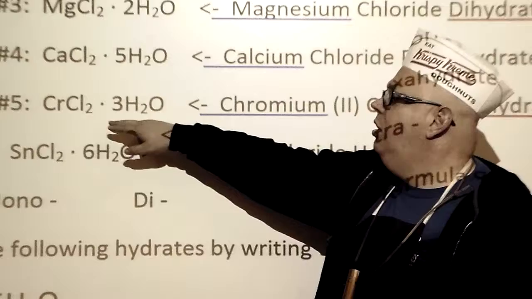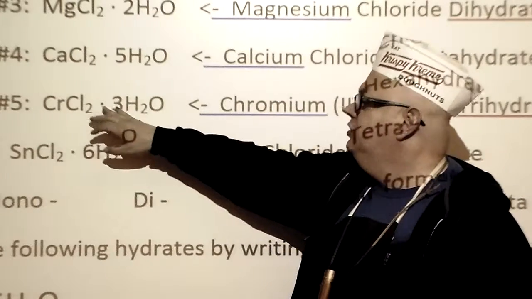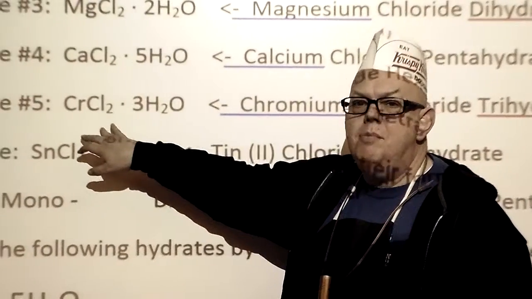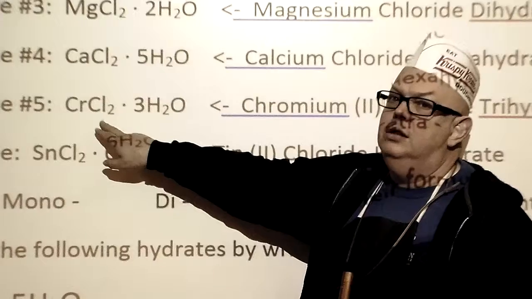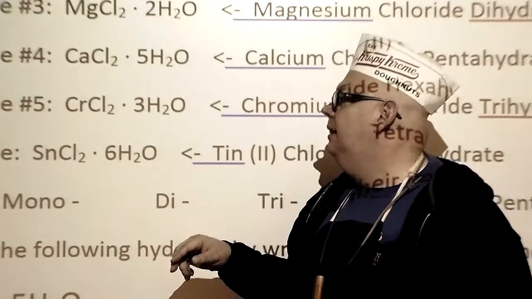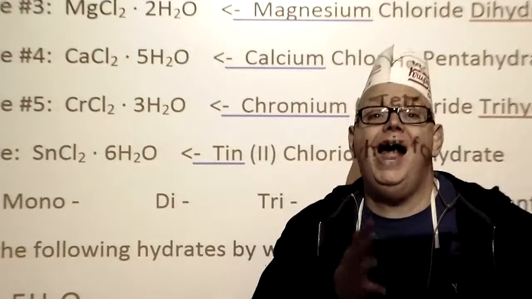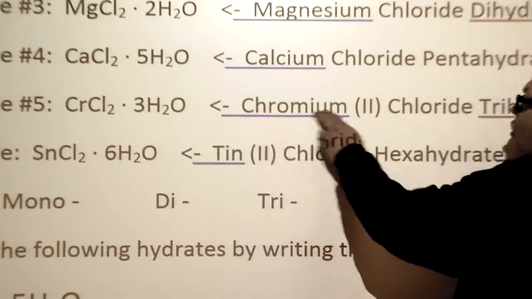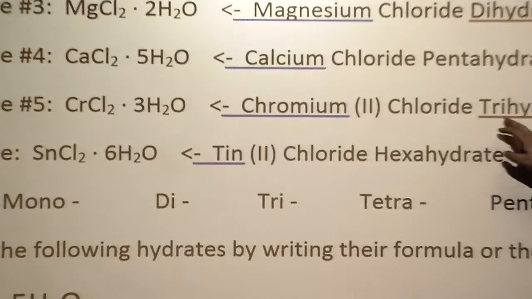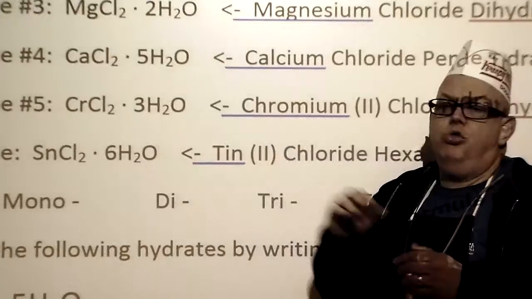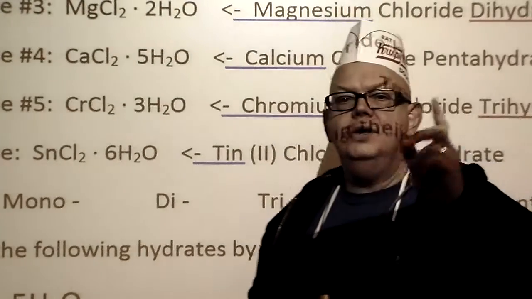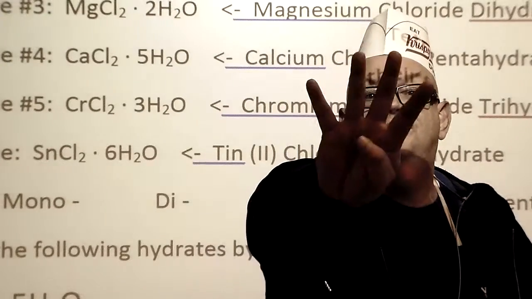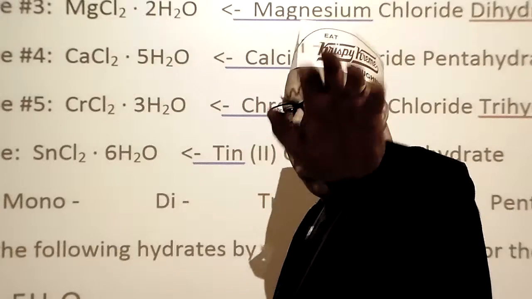Here we have CrCl2, okay, dot 3H2O. Well, for CrCl2, remember, this is a metal with a non-metal. Chromium is the metal, chlorine is a non-metal, which in this case is a chloride because it picked up electrons. You have dot 3H2O. So you have chromium(II) chloride trihydrate. Tri meaning 3.